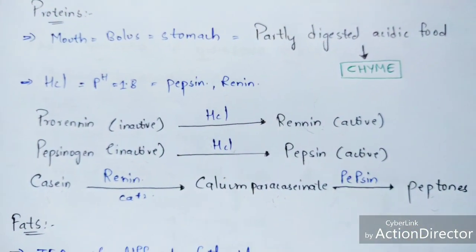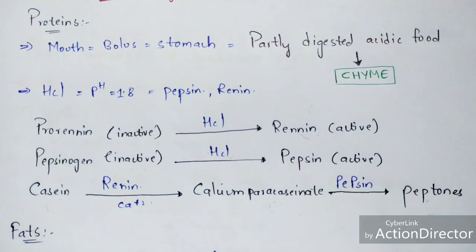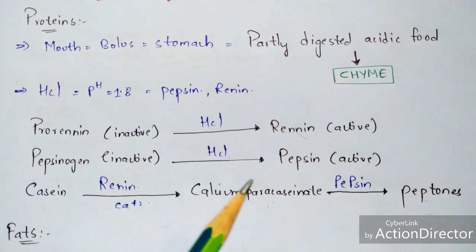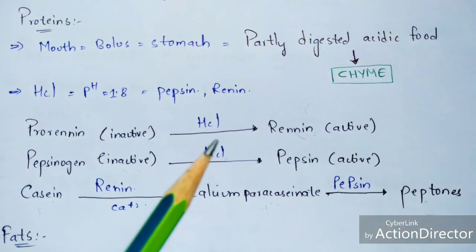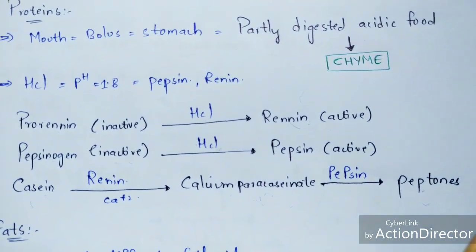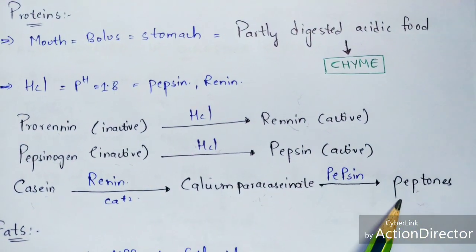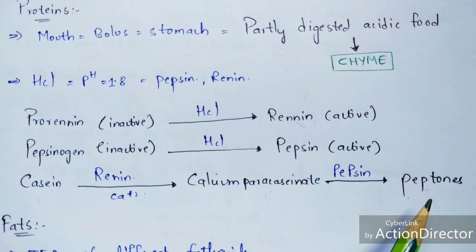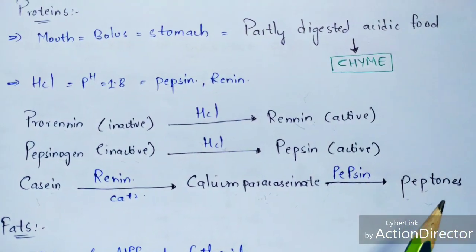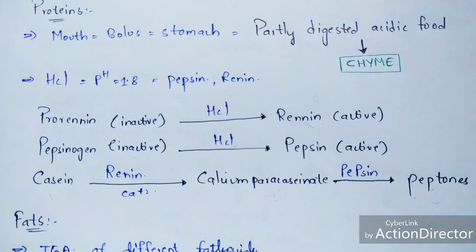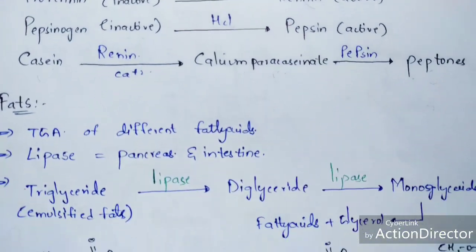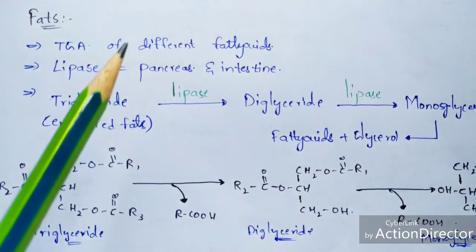For example, if you take food which is very rich in proteins, in this way the phenomenon of digestion takes place within your stomach, where the proteins will finally be converted into peptones, and these peptones will be absorbed by the microvilli, and that microvilli will send the proteins towards all parts of the body. And now discussing the fats.